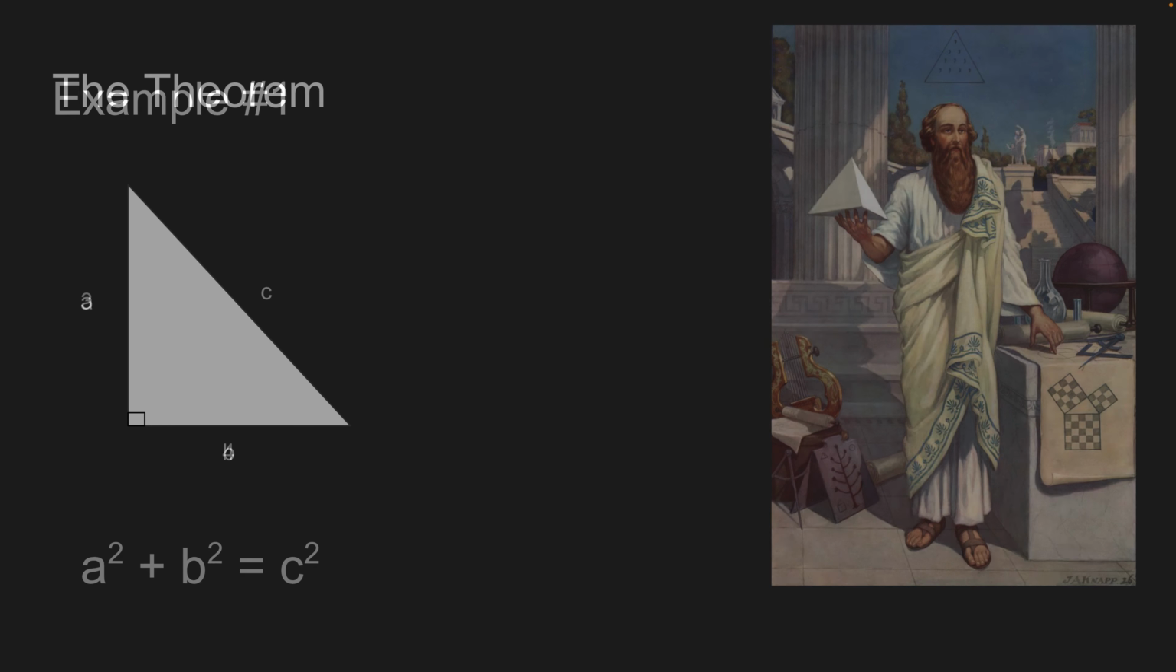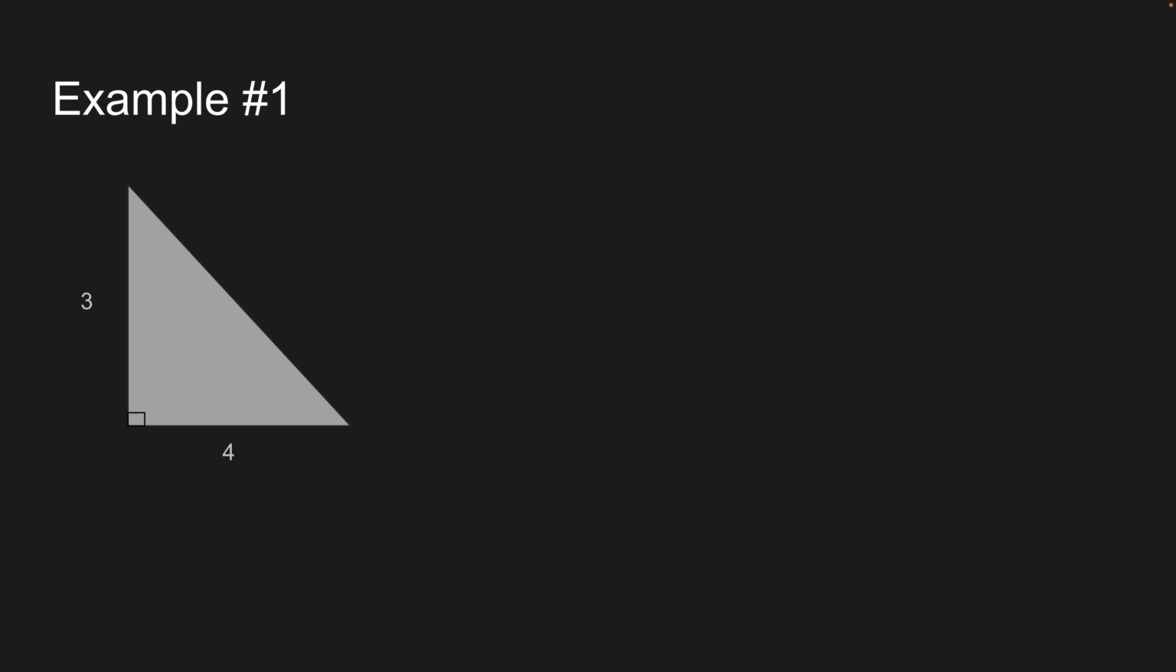Say we have a right triangle with legs of 3 and 4 units respectively. To find the hypotenuse, we must use the theorem and plug in 3 and 4 as a and b to get 3 squared plus 4 squared equals c squared. 9 plus 16 equals c squared. 25 equals c squared. So you square root both sides to get 5 equals c. Hence, the hypotenuse of a right triangle with legs of 3 and 4 units respectively is 5 units.